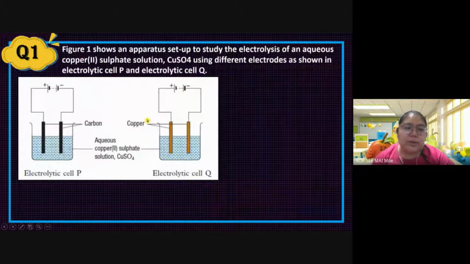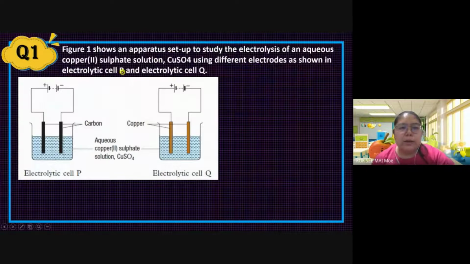Okay, the first one, we're going to answer this question. Figure 1 shows the apparatus they set up to study the electrolysis of aqueous copper(II) sulfate. Okay, they're using copper(II) sulfate. You see this one, copper(II), this one also copper(II). But this one, the electrode is carbon. Then this one, the electrode is copper. So you see what's the difference?